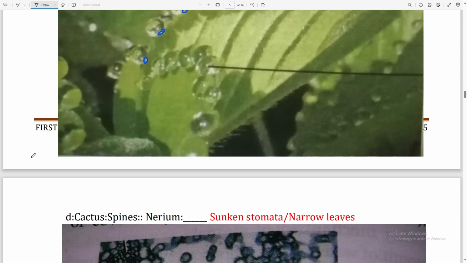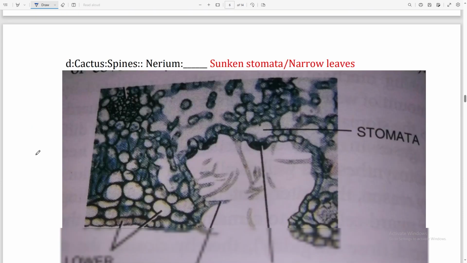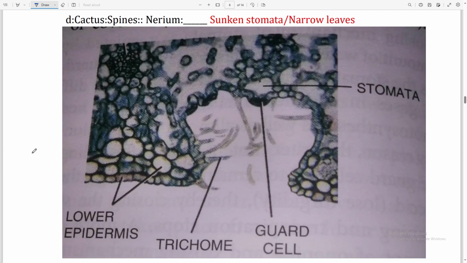Cactus spines, nerium dash. This is the lower epidermis, and the lower epidermis is pushed inside. Find out where the guard cell is located. The guard cell is sunken, that means the stomata which are surrounded by the guard cells are found to be sunken. This is one of the adaptations in nerium to reduce the rate of transpiration. So the answer is sunken stomata.